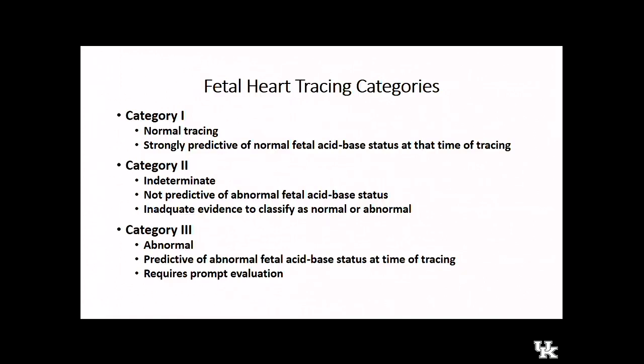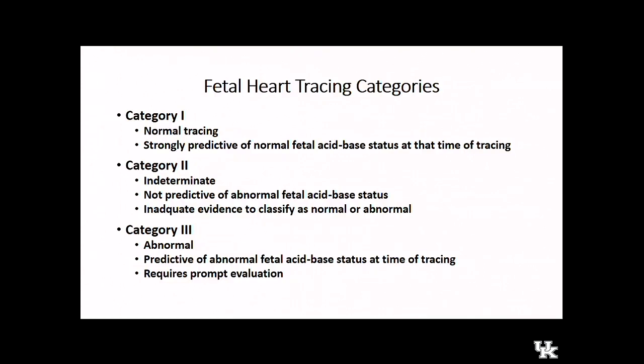Category 2 is sort of indeterminate. It's when you're maybe having some variable decelerations or you have some small decrease in variability, but it's not like a flat tracing. So in this case, you really can't predict if that baby is doing well or not. And so if you have a category 2 tracing for a period of time and it goes back to category 1, that's fine. But if you have a tracing that continues to be category 2 for a very long period of time, it may prompt an obstetrician to want to deliver that baby.